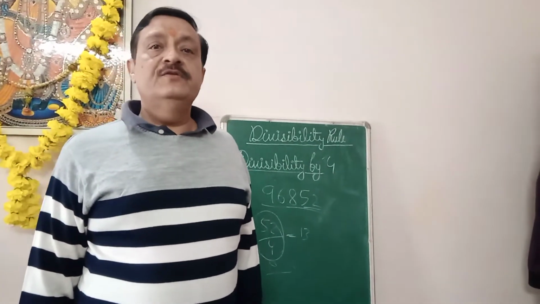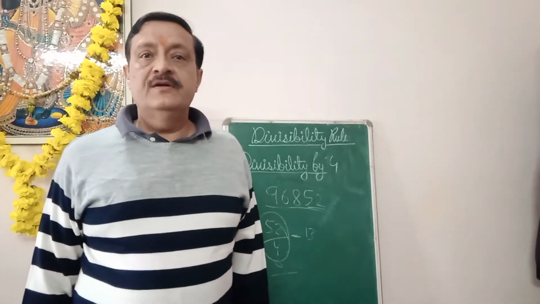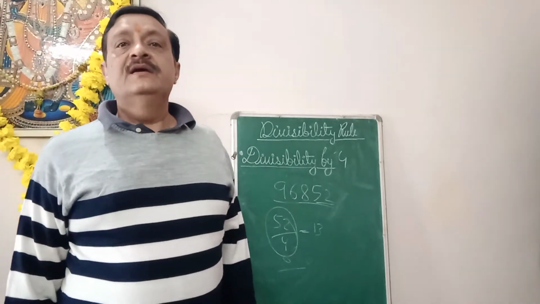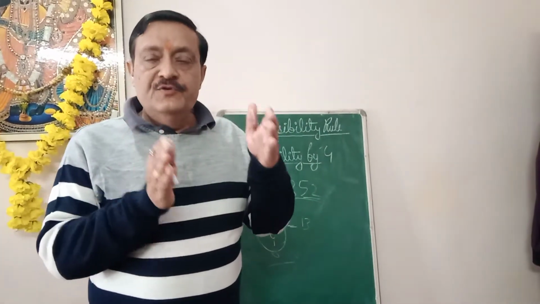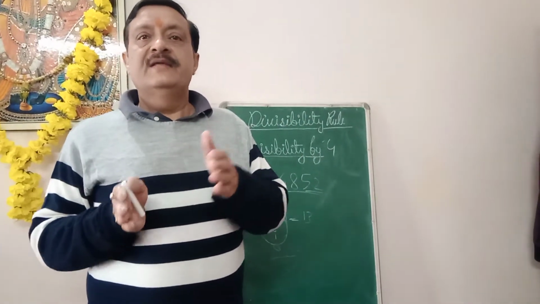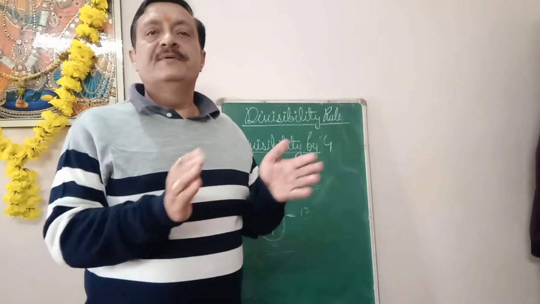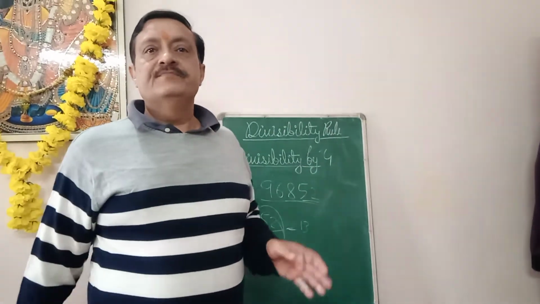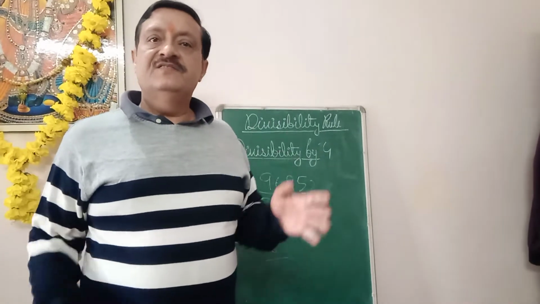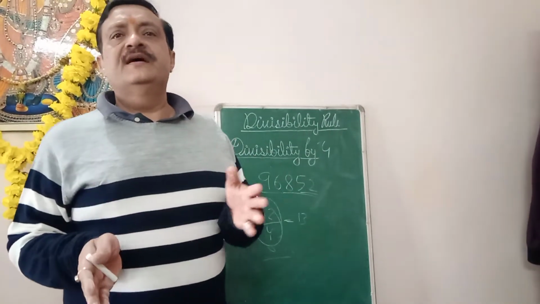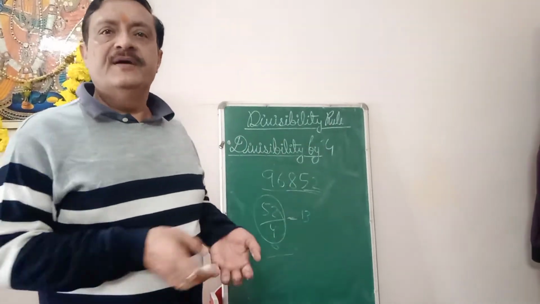So what we do in case of divisibility by 4? We see the unit place and tens place number, and then we see whether that number so formed by tens and unit place is divisible by 4. Then we say that the number is divisible by 4.